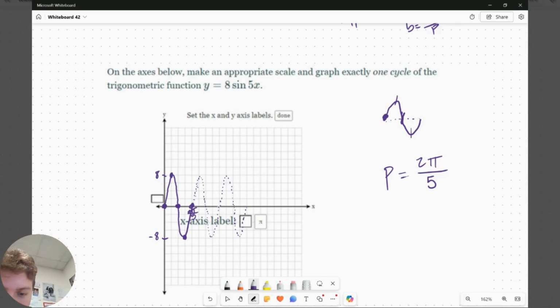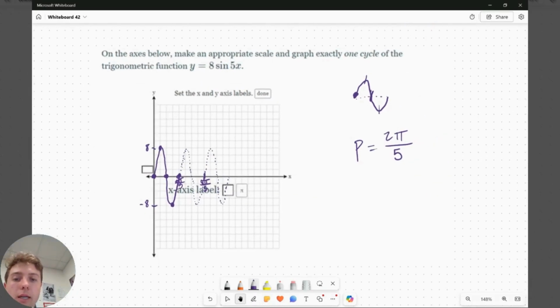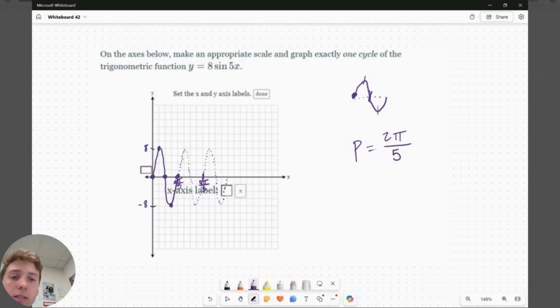Realize in order for it to go to the next period, it would be another 2 pi fifths. So you would just add 2 pi fifths and 2 pi fifths. So 2 periods was done in 4 pi fifths. And we could start to find each of those different period amounts and label more things on the y-axis. That is the basic idea of how to graph this.